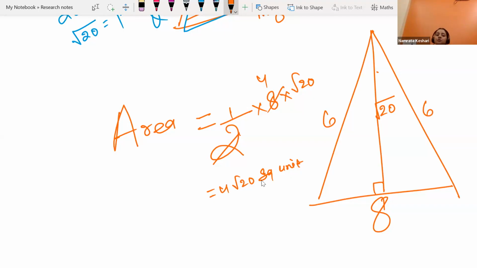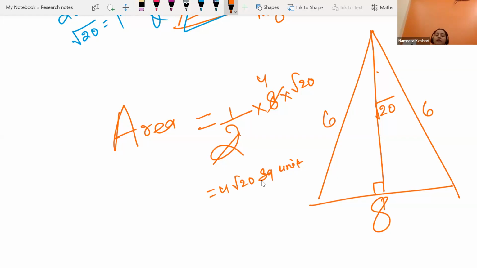Ma'am, so then this formula is only applicable for a scalene triangle, right? No, I have not started the discussion of this formula. I'm coming to it. Okay. So this 1 by 2 into base into height, still we are able to use this formula for isosceles and equilateral triangle. Okay, for a scalene triangle, if height is given, we can use the formula.